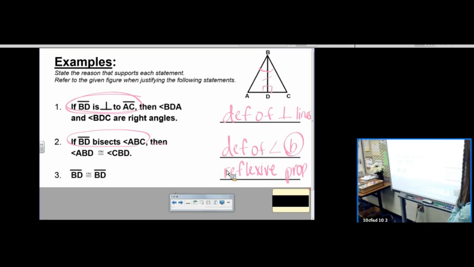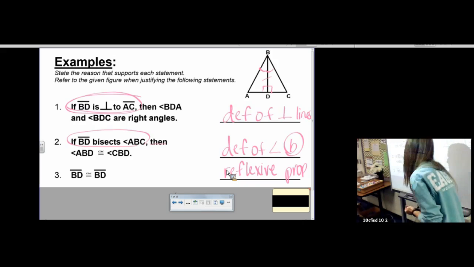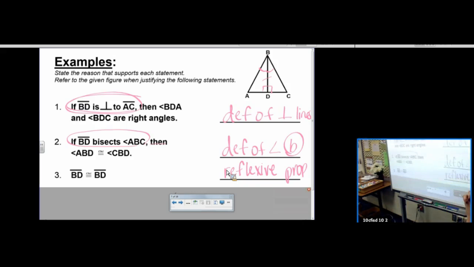That weird brain fart. Okay, reflexive property of equality.